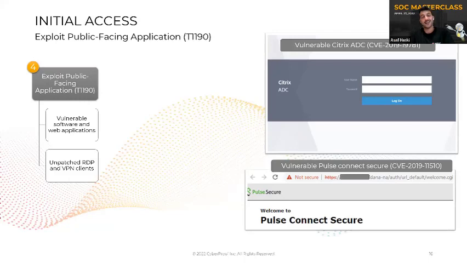Thanks, Karina, again. And the last initial access technique we're going to explore this session is the exploit of public-facing application. This is when threat actors attempt to exploit a certain vulnerability in an internet-facing website, service, or application in order to gain initial access into corporate environments.